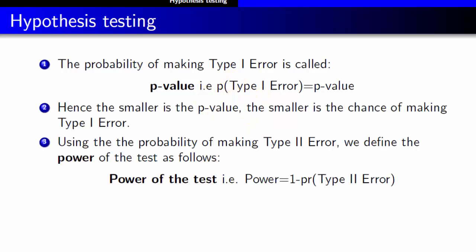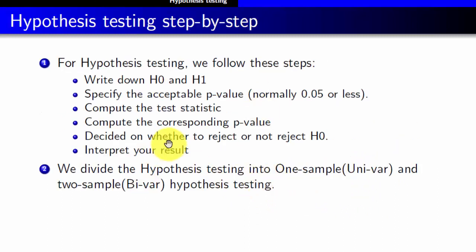Using the probability of type 2 error, we can define and quantify the power of the test. The power of the test is equal to 1 minus the probability of type 2 error. Now you see from this equation, the smaller the probability of type 2 error, the higher the power of the test.